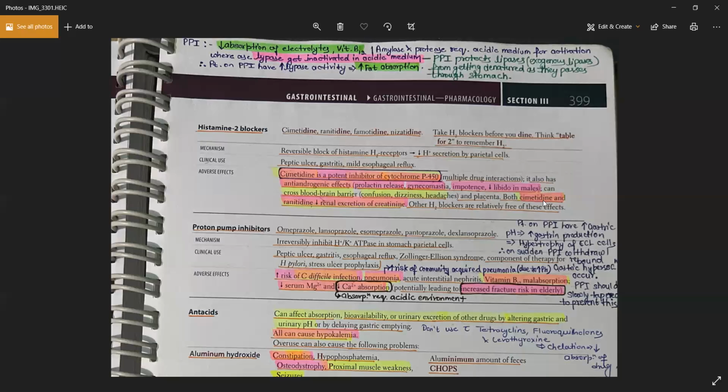Both cimetidine and ranitidine will decrease the renal excretion of creatinine. This is very important. So whenever you give these agents to the patient, they can have a high level of creatinine, which will make it look like the patient is having kidney dysfunction, right? So these drugs can also seem to cause kidney dysfunction, a very important thing. So, three to four side effects.